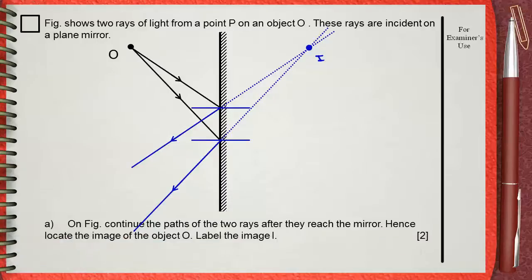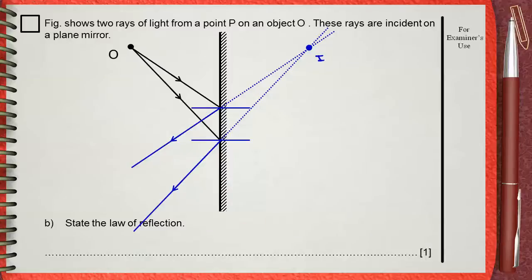Question B. State the law of reflection. This is a simple question. In any reflection, angle of incidence must equal the angle of reflection.